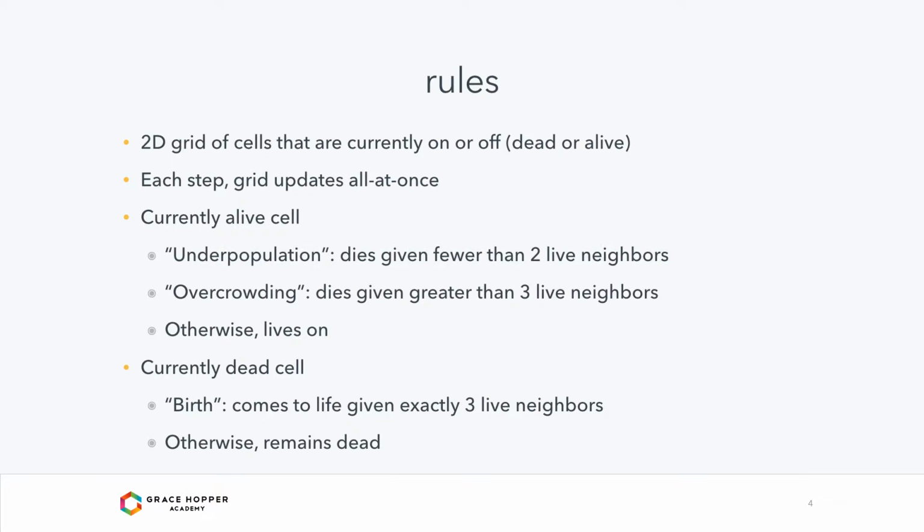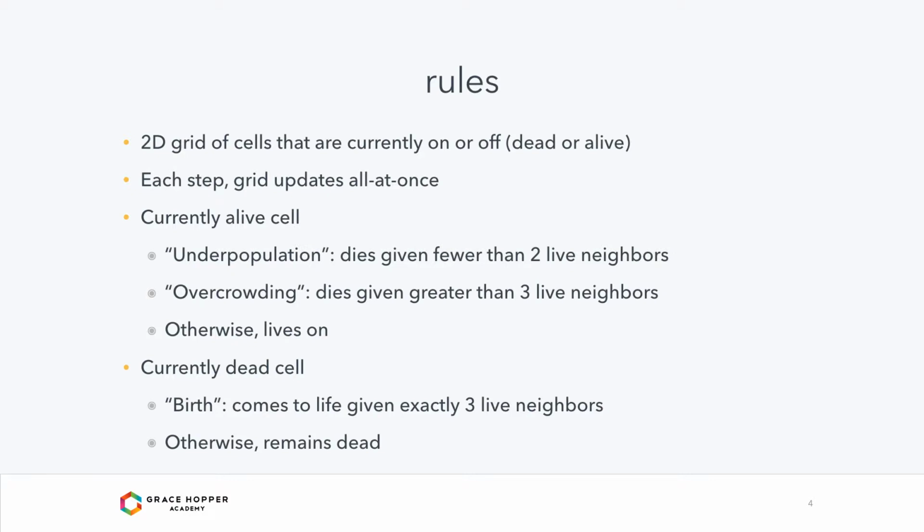So the rules of life are simple. Life is played on a 2D grid of cells that are either on or off, so they are either dead or alive. Every step, the grid updates according to the rules all at once. And this is important. You don't update cell by cell, because if you update a cell and it dies, that possibly affects its neighbor. Instead, you check what the next state of every cell will be, and then the entire world takes over, and every cell takes on that new state simultaneously.